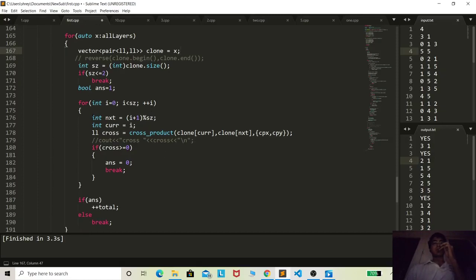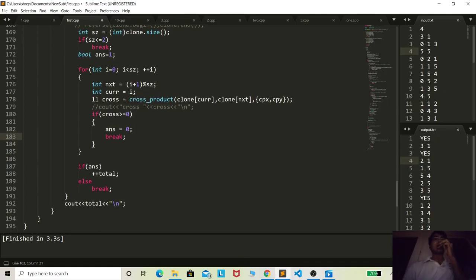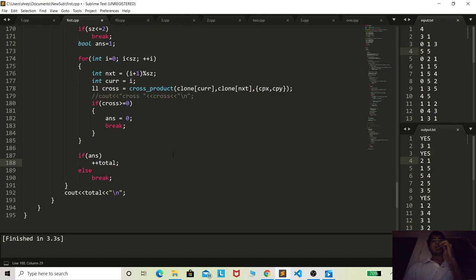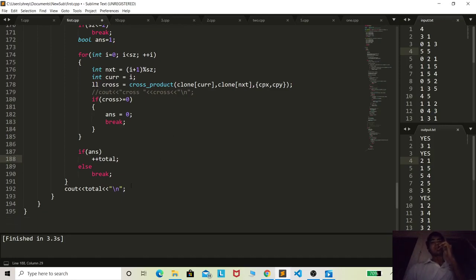So for every line segment we are just checking the cross product. If the cross product is greater than 0, that means the point is lying outside, and it doesn't satisfy the condition, so we just break apart. There's no point in checking the further line segments as explained in the video. And if answer is true, we just increase the total number of layers, else we just break.